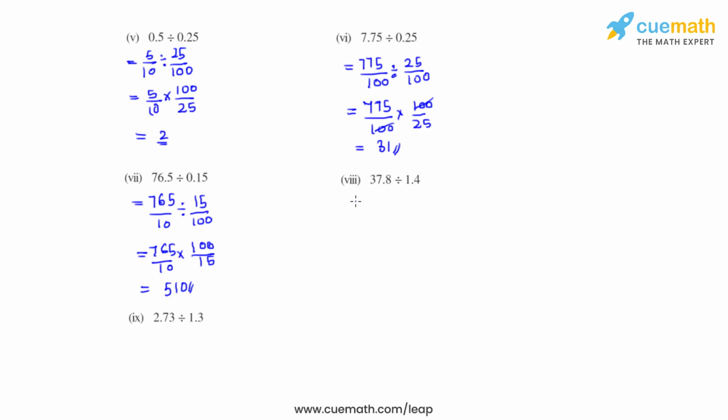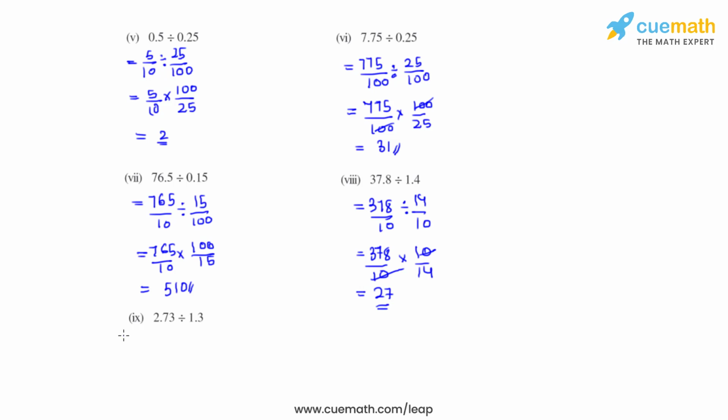Coming to the eighth bit, we have 37.8, which can be written as 378 divided by 10. This is divided by 1.4, which can be written as 14 by 10. Now this can be written as 378 divided by 10 multiplied with the reciprocal of 14 by 10, which is 10 by 14. We can cancel out 10 and 10, and that gives us 378 to be divided by 14, and the answer for that we get is 27.